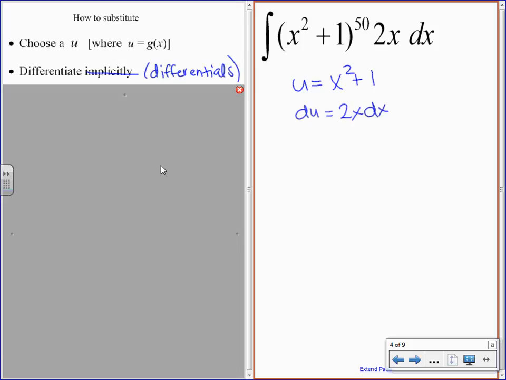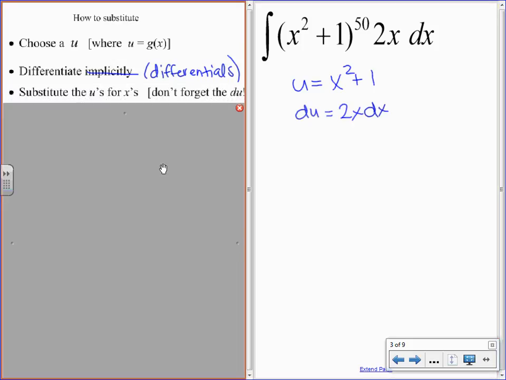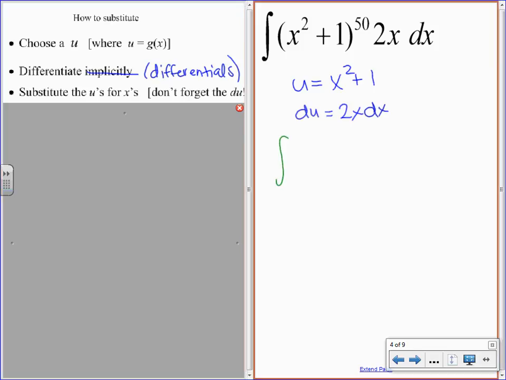Anybody see something kind of nice about it? We have a 2x dx inside of our integral, don't we? So what we can do is substitute our u's for x's, which means we also have to substitute our dx for du. But dx doesn't equal du. du equals 2x dx. So we're going to change this to the integral of u to the 50th, and then the 2x dx is going to become du.